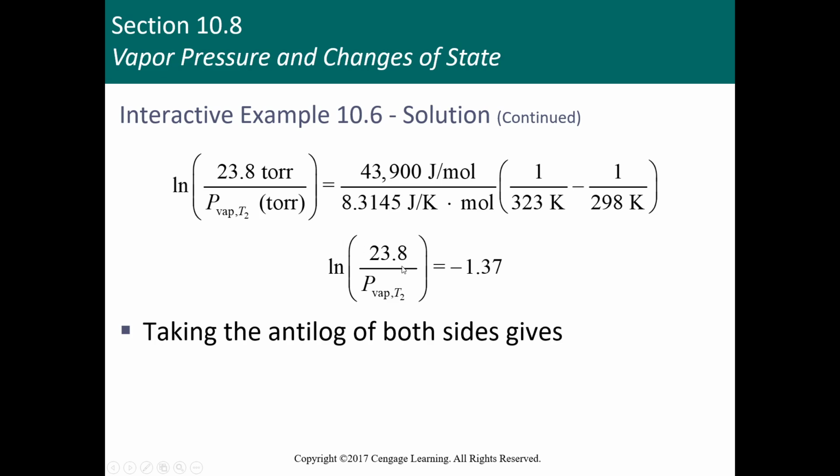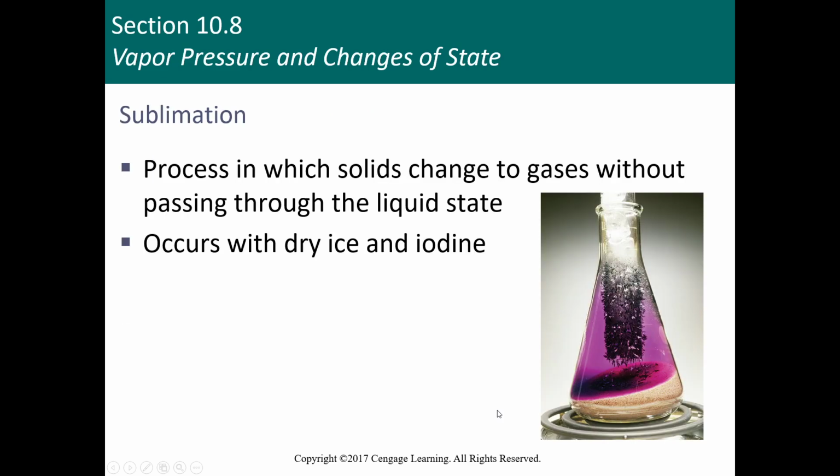Now we're down to the logs. This is a natural log. If you just take e to the power of, it will cancel out the natural log. You take this side, e to the power of, and it will give you a value. Then you'll be left with 23.8 over that equals this number, which was e to the power of negative 1.37. Then you solve, so you cross multiply, and you got that. There we go.